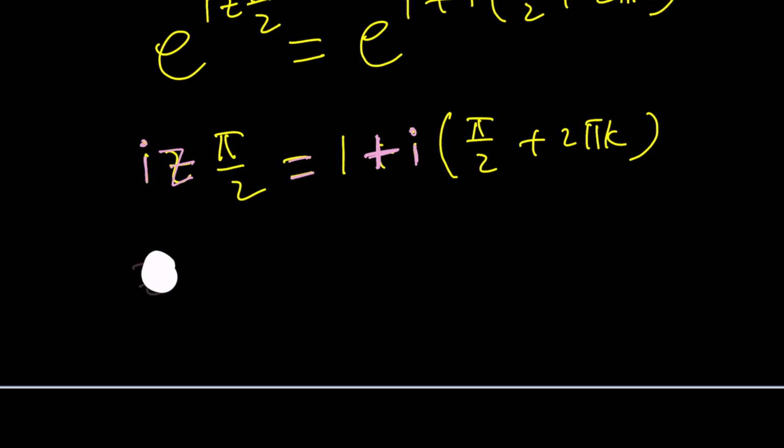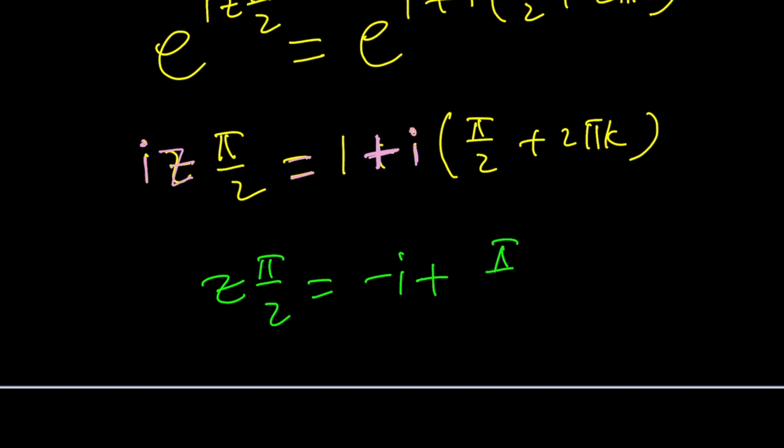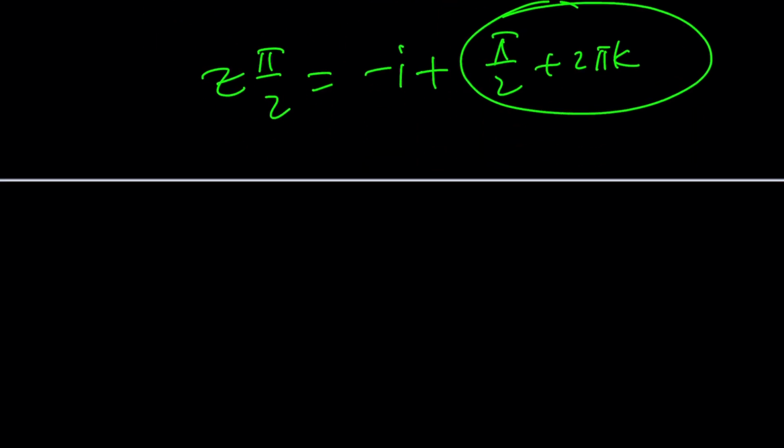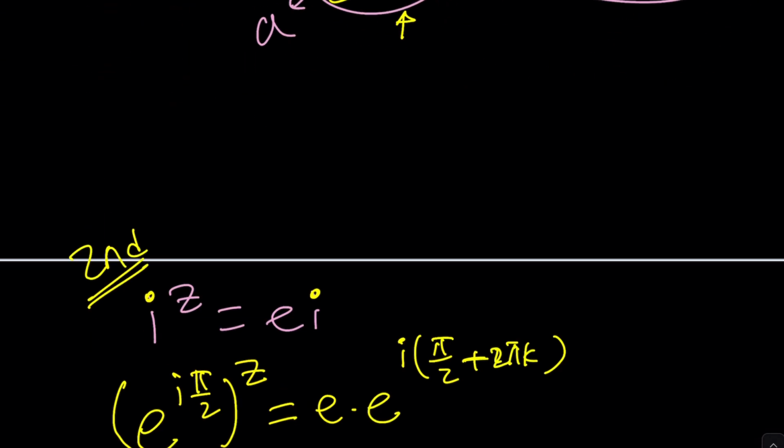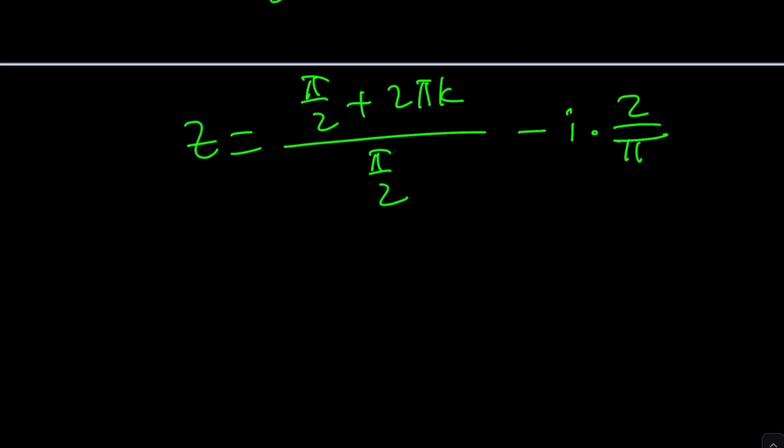When you multiply by negative I, it's going to become z pi over 2. Negative I is going to make this 1, and we're going to get this. Great. That's the real part, by the way. And then divide by pi over 2, we're going to get this divided by pi over 2 minus I times 2 over pi. So the only difference is, yes, we are dividing by something simpler in this case. Does this work? That's for you to decide.